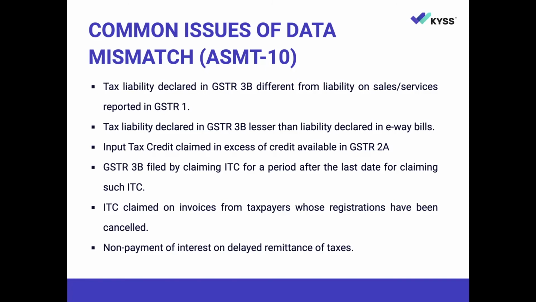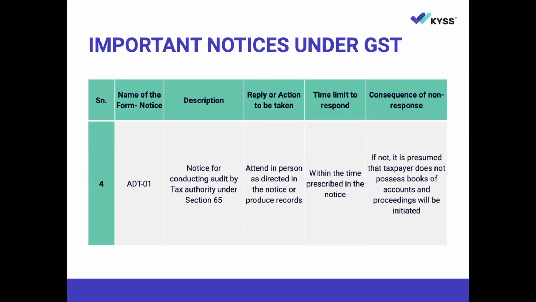Another case could possibly be that the input tax credit is claimed on certain invoices from certain businesses whose registration has been cancelled. Let's say Mr. A took some services from Mr. B and claimed input tax credit on that, but Mr. B's registration has been cancelled. That also is a cause for data mismatch because that input tax credit that is claimed is not valid because Mr. B's registration has been cancelled. That is also a possible data mismatch. And another very common case of data mismatch is taxes have been paid beyond the due date, after due date taxes have been paid, but interest has not been paid on the same. That is also another possible cause of a data mismatch.